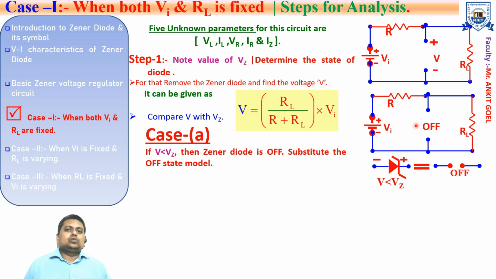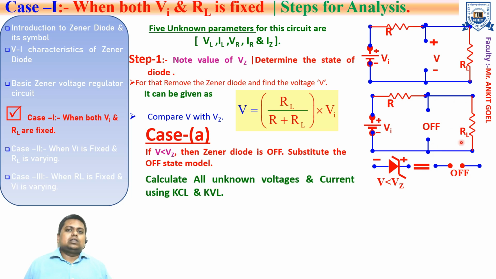It is open circuit. As soon as this Zener diode is in the off state, you can easily calculate these unknown parameters by applying KVL and KCL. So as soon as the Zener diode is in the off state, the Iz current will be equal to 0 milliampere, because it is an open circuit.